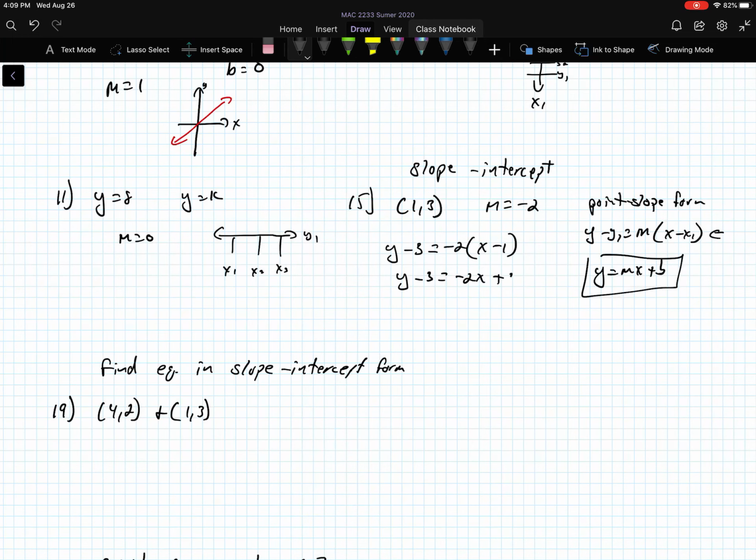So negative 2x plus 2. I'm going to add the 3 to both sides. So it's going to be y is equal to negative 2x plus 5. So that's using the point slope form. I can also use the slope-intercept form.